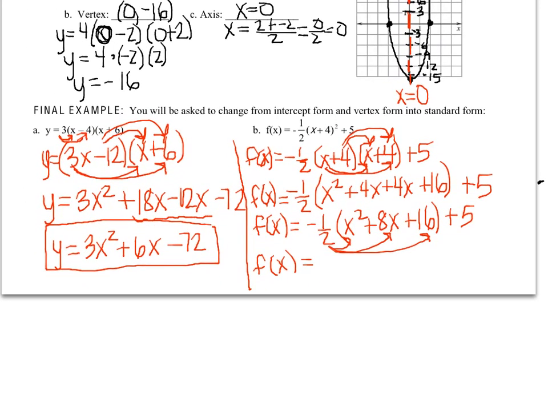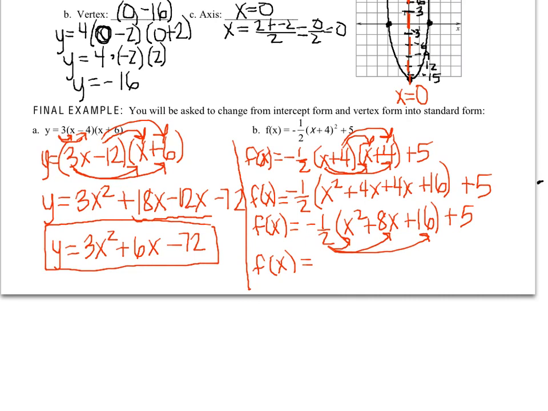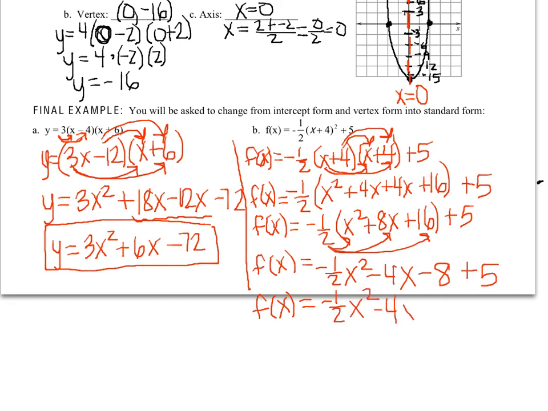So f of x equals, I'm going to move this up a little bit just in case. Getting a little low on some of your computers. So f of x equals negative 1/2 x squared. Negative 1/2 times 8 is negative 4x. Negative 1/2 times 16 is minus 8. And I still have plus 5. So my final answer, f of x equals negative 1/2 x squared minus 4x, and then negative 8 plus 5 is minus 3.